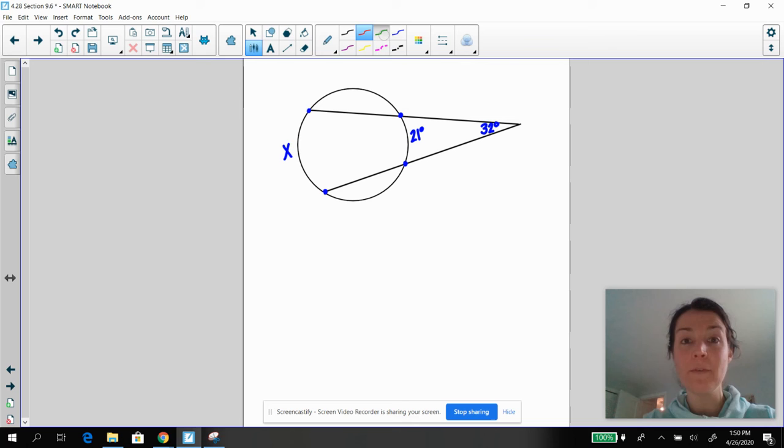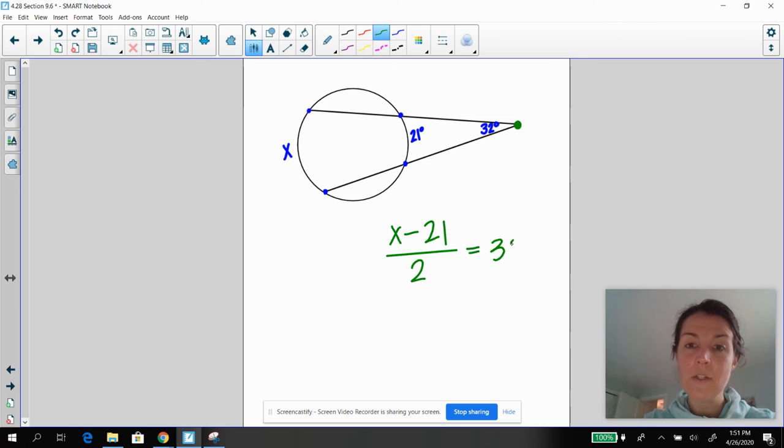All right, so let's take a quick peek at something like this. This is a little bit of a different problem. I want you to pause the video and try it on your own. All right, so we're back. This one looks a little different because now we're not solving for this angle. But remember, your vertex is on the outside, so it's going to be the difference of those two intercepted arcs divided by 2. So the way you'd set this up is you would say x minus 21 divided by 2 equals 32. And then you cross multiply, you divide, etc., you solve, and you're done.